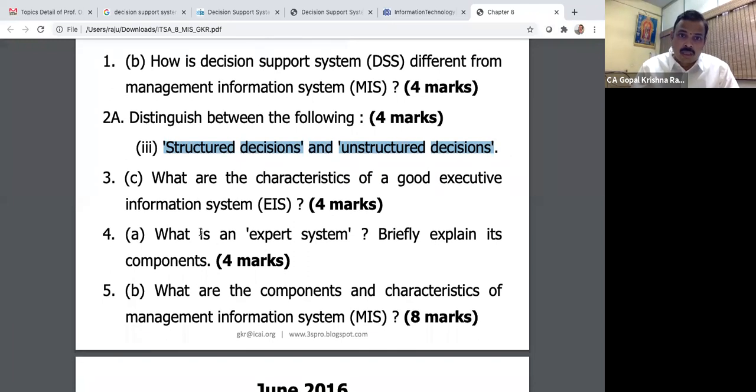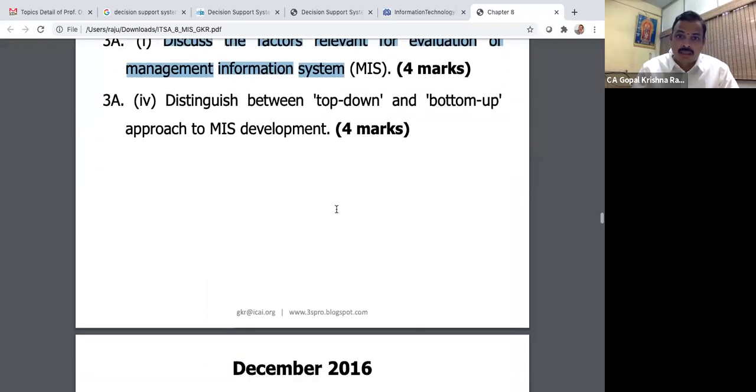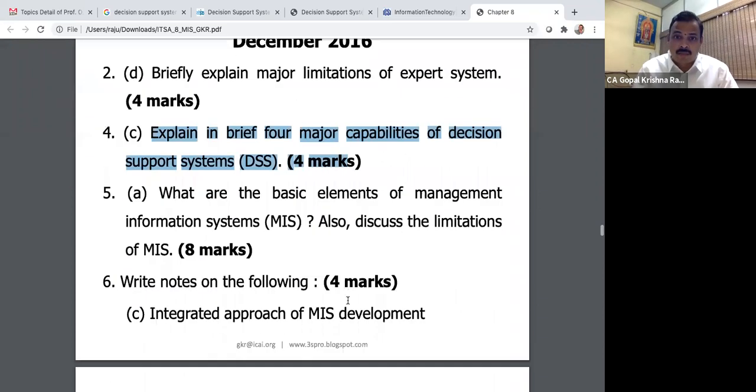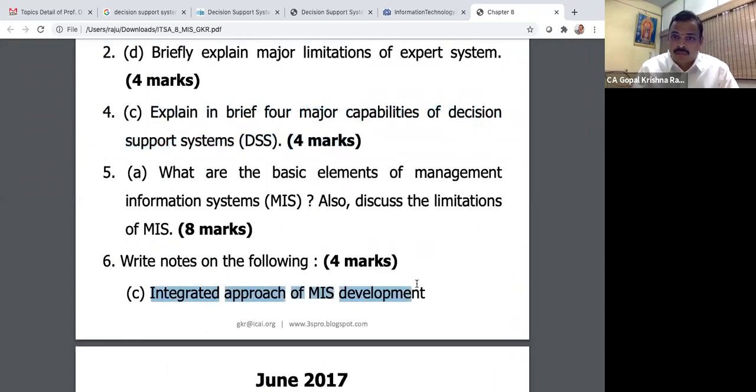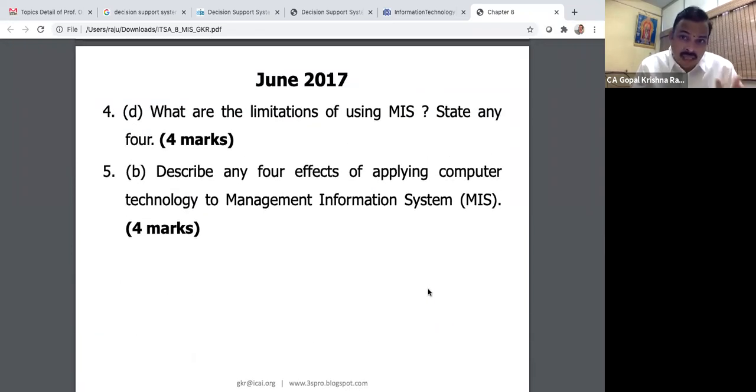Okay. So what is an expert system? What are its components? What is MIS? What are its components? And how will you evaluate the factors relevant for MIS? And what are the limitations of expert system? Four major capabilities of decision support systems. Integrated approach of MIS. And look at this, every time there is at least an 8 mark question.